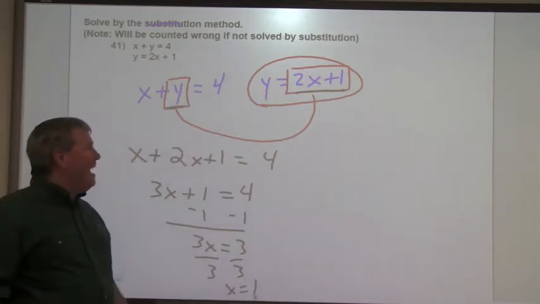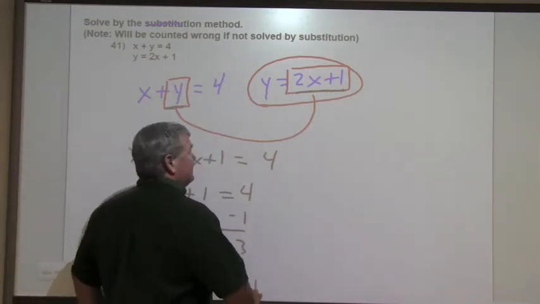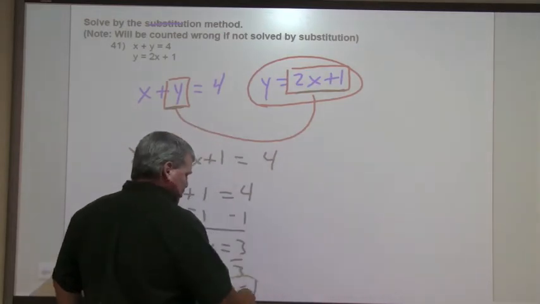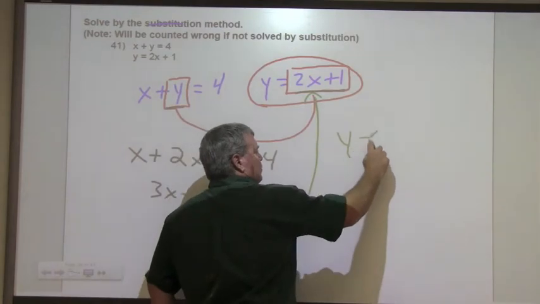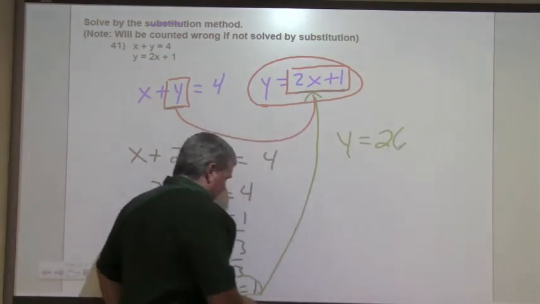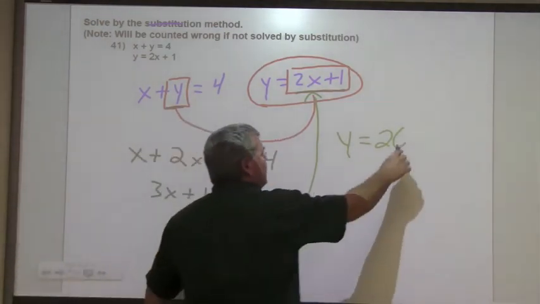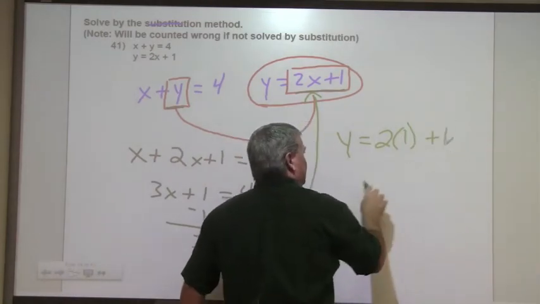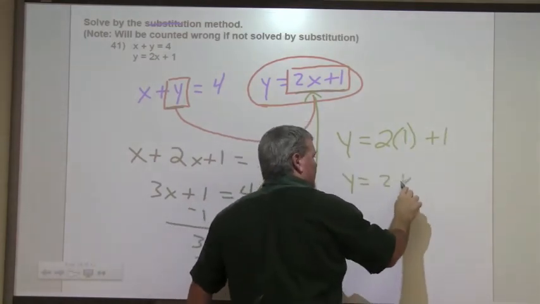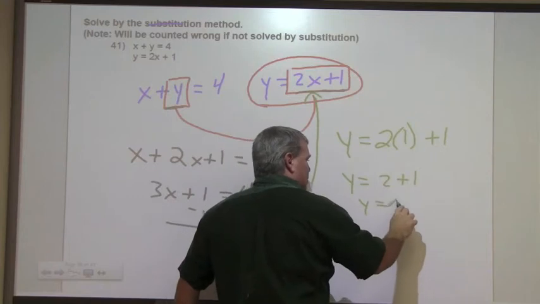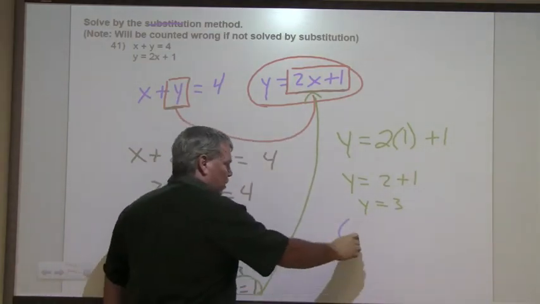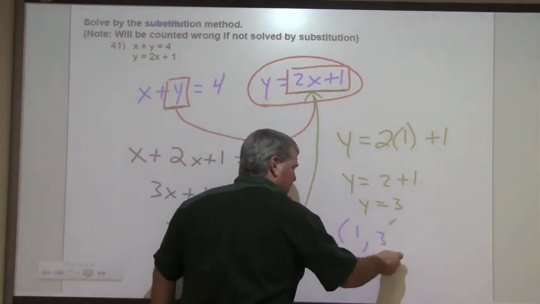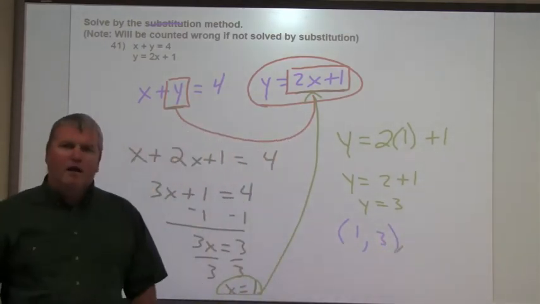Now once we get that, then what we're going to do is we're going to take that x equals 1 and we're going to substitute that answer into this equation. Y equals 2 times, what did we say x was? 1, plus 1. And then we get y equals 2 plus 1, so y equals 3. And we write it as an ordered pair, so it would be x is 1, y is 3. So the ordered pair would be (1, 3).